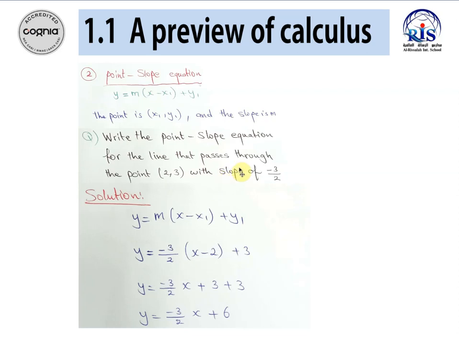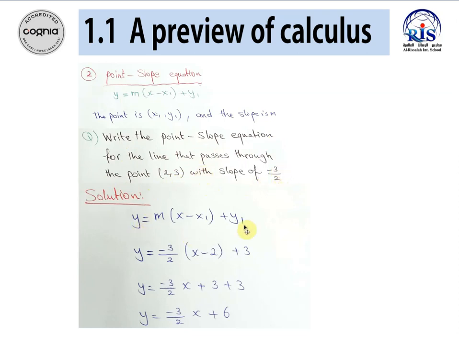Another way to write the line is the point slope equation: y equals m into (x minus x1) plus y1. x1 and y1 are the coordinates of the point, and we also need the slope. For example, write the point slope equation for the line that passes through the point (2, 3), which is (x1, y1), with a slope of negative 3 over 2.